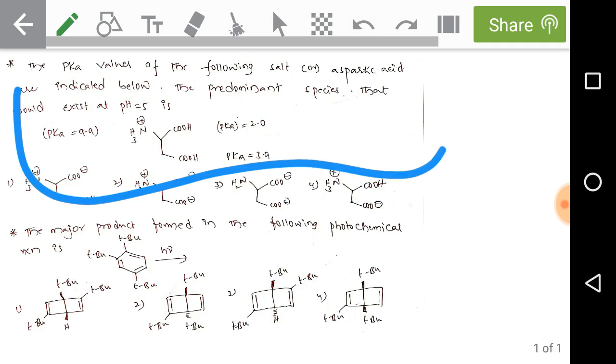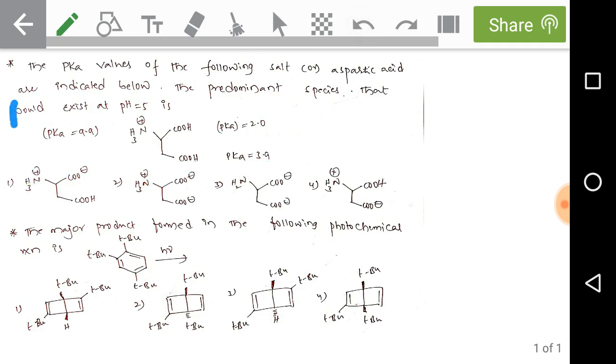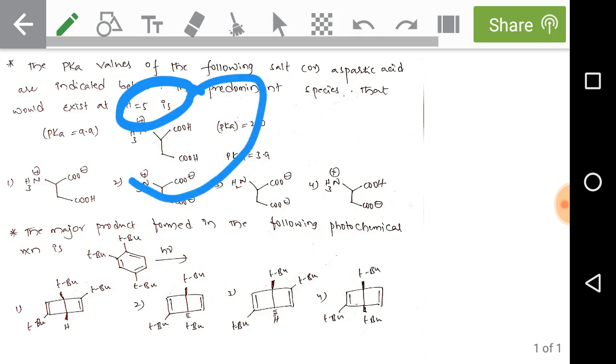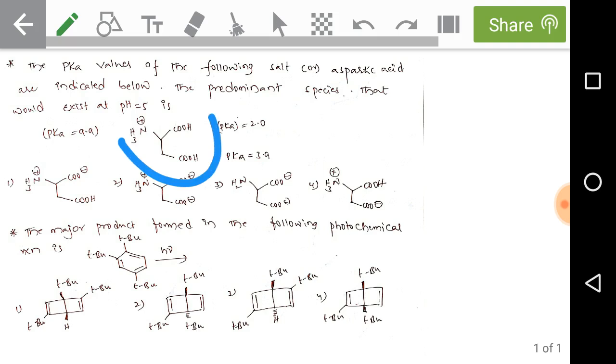Next, the pK values of the following salt of aspartic acid are indicated below. The predominant species that would exist at pH 5.2 is asked. So here we need to check which form of the given aspartic acid is stable at pH 5. That means pH 5 shows that it is acidic conditions. So to be acidic, the carboxylic acid groups must be in ionic form, that is COO minus and H plus. Whenever they are in ionic forms, then the pH is maintained at 5. So that's why option 2 must be the answer for the given problem.